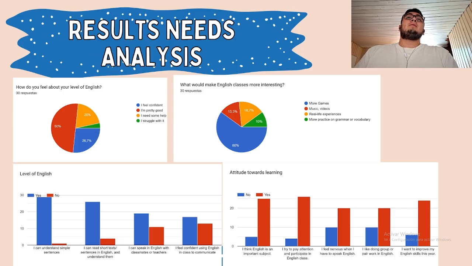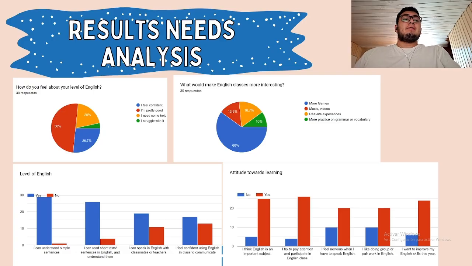Now, what would make English classes more interesting? 60%, the majority of the students, mentioned that they would like more games, and the rest divides into music and videos, real life experiences, and more practice on grammar or vocabulary.